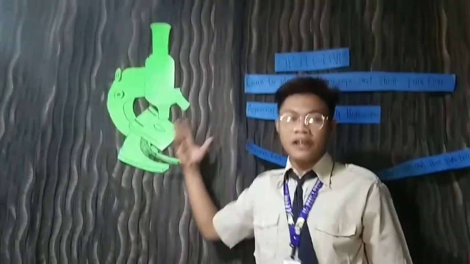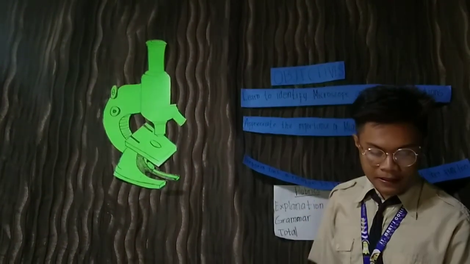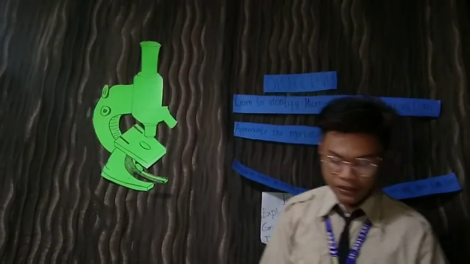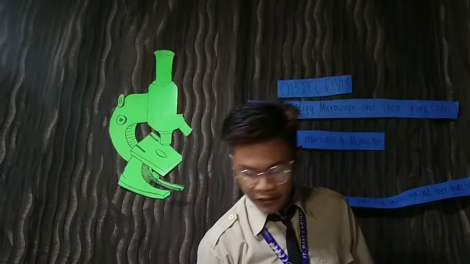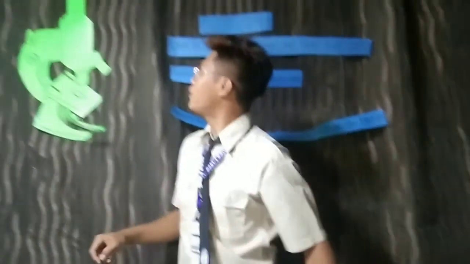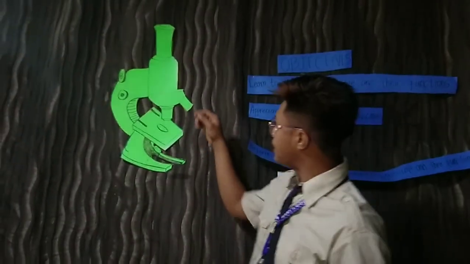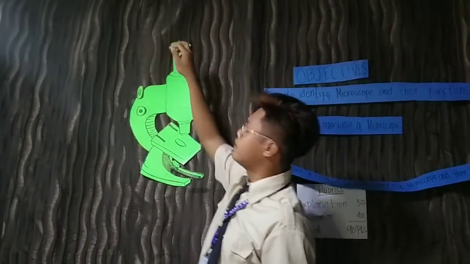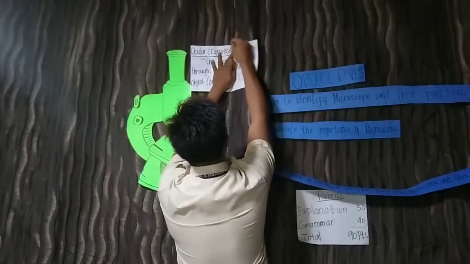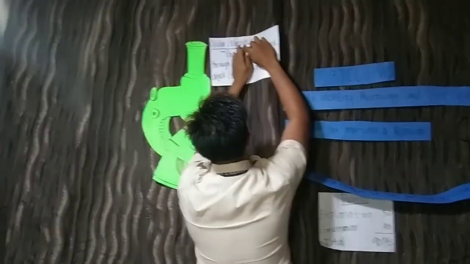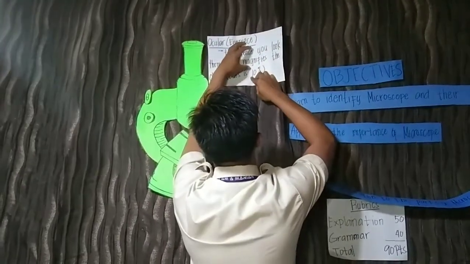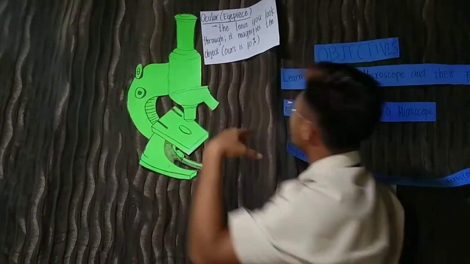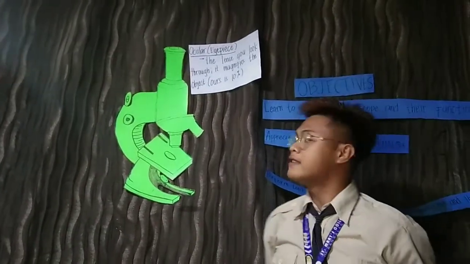So this is our microscope. Let's discuss its parts and their functions. The first part is the ocular lens or eyepiece. We can see the ocular or eyepiece in this part of the microscope. What is the ocular or eyepiece? It is the lens you look through, and it magnifies the object.